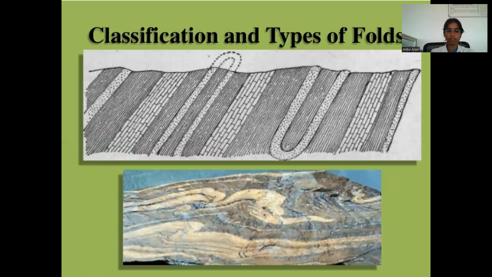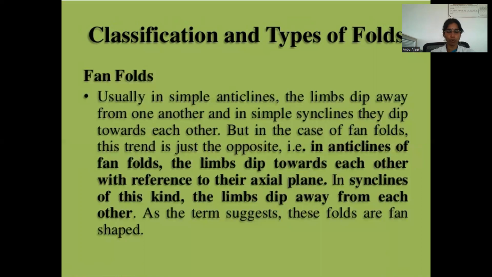See here, if both limbs of a fold have the same amount of dip towards the same direction. Here, if both limbs have the same amount of dip as well as the same direction, see here, then only it is called an isoclinal fold.